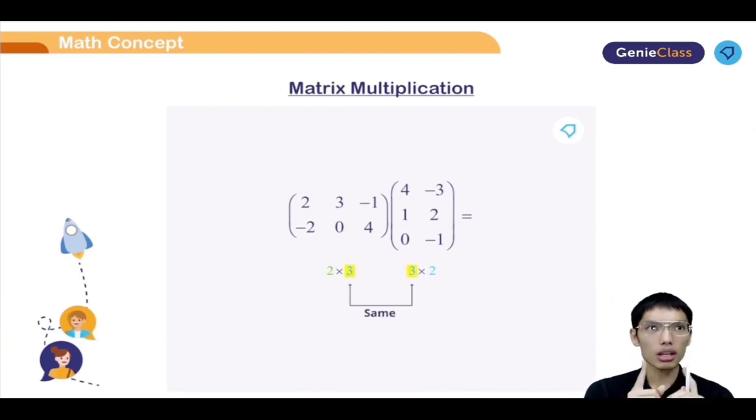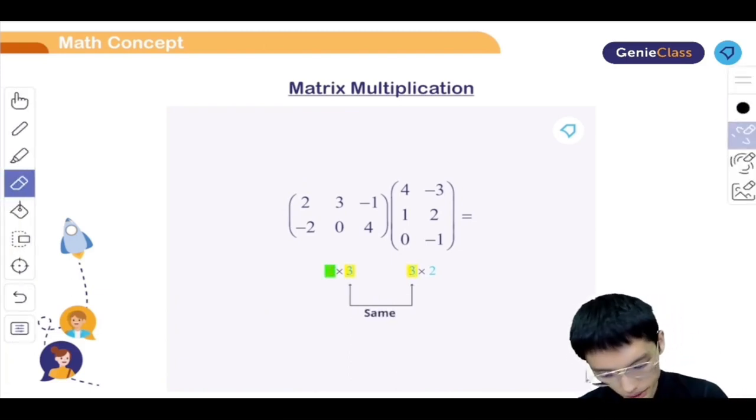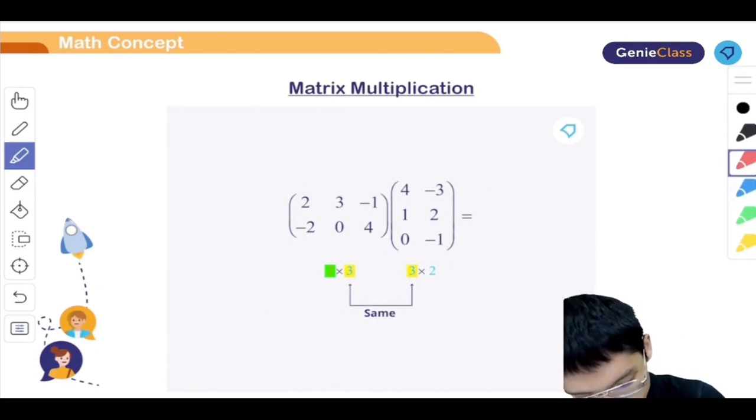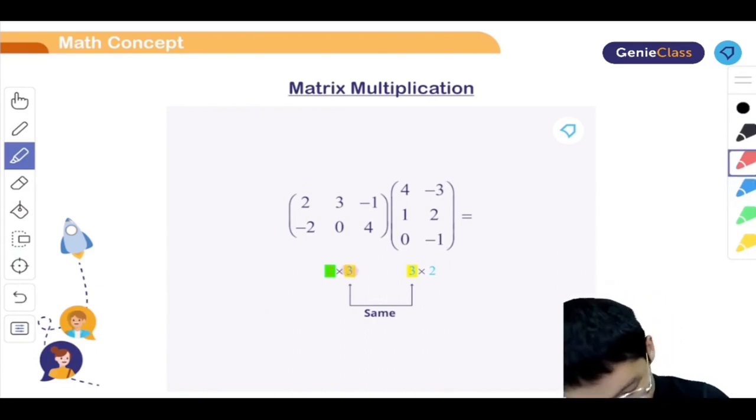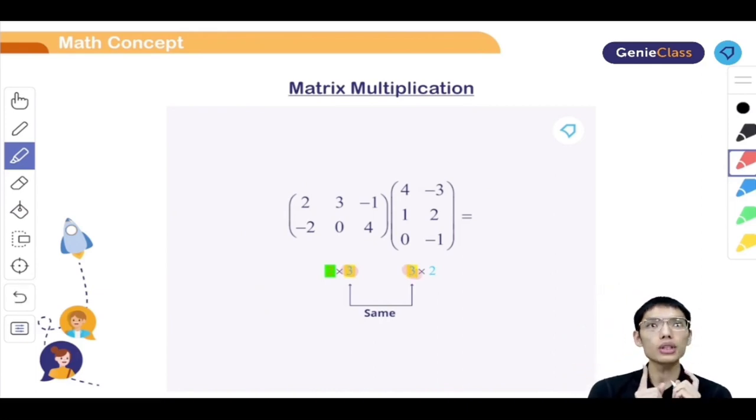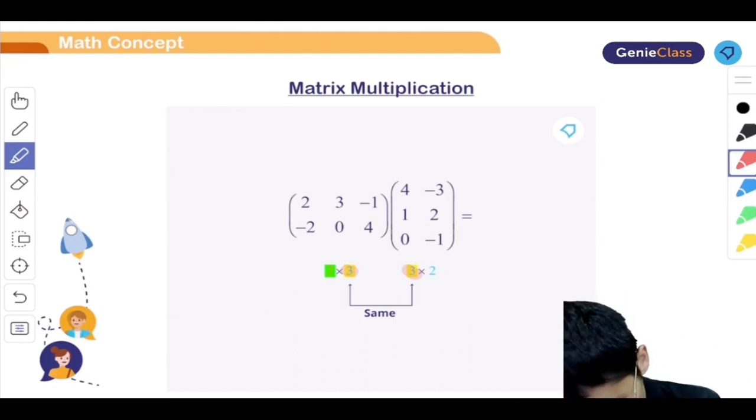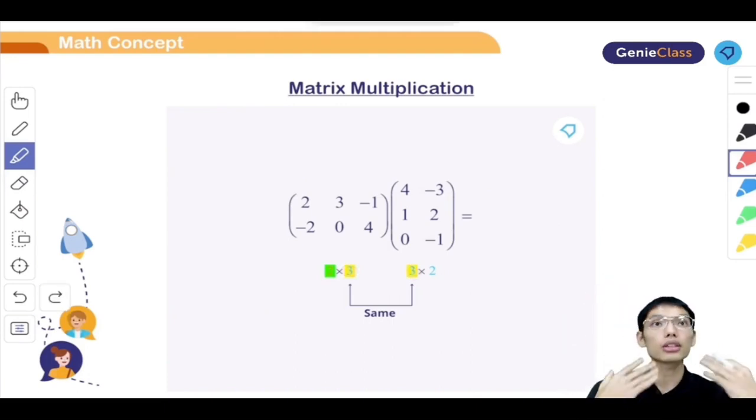Because the rows and columns are the same. Okay, take note, the columns in the first matrix are the same as the rows in the second matrix. So how do we take note? They are the same, I mean, in this case, the number. Since they are the same, what happens? Okay, what will be the new matrix?